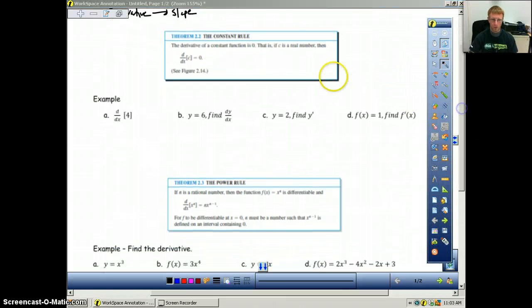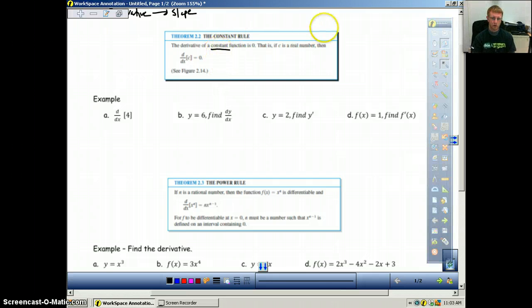So the constant rule, really easy. It says the derivative of a constant function is 0. Now, we need to understand what the word constant means. Constant means not a variable. In other words, just a number. So like any digit, any number by itself is a constant. So if any real number, if we want the derivative of it, it's going to be 0.